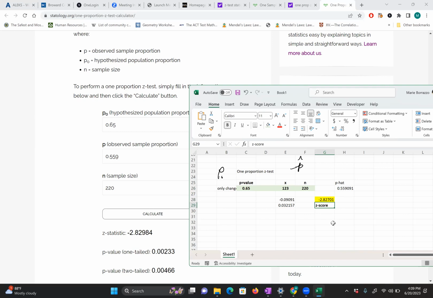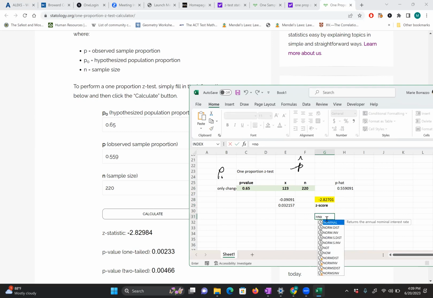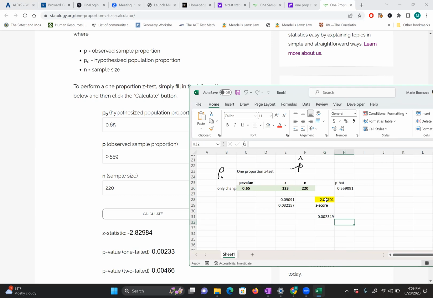We need that. Now, same thing applies here, equals NORM.S.DIST. I'm going to click on that number. And if it's less than, or just asking a regular p-value, that's the answer. And if it's greater than, then we're going to simply do 1 minus that number. And that's the other side. Okay.